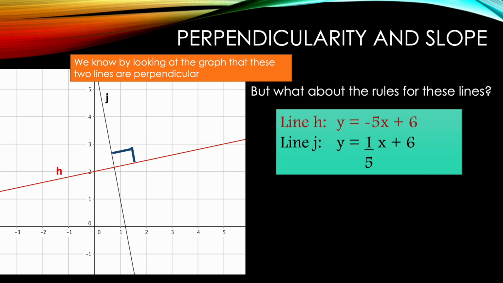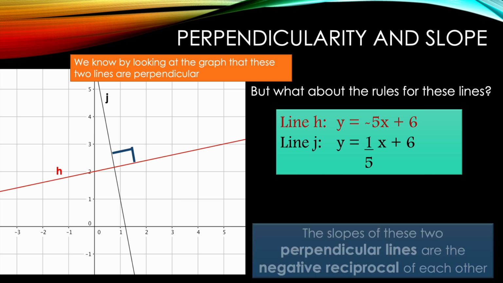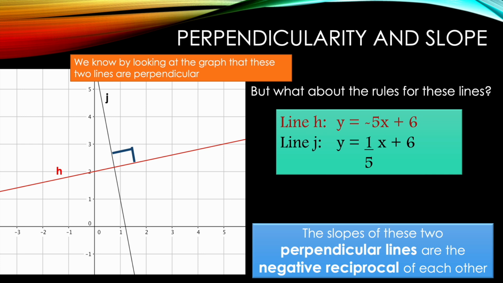For line H, the rule is y equals negative 5x plus 6. For line J, you have y equals 1 over 5x plus 6. If you take a closer look at their slopes, a negative 5 and a positive 1 over 5 are actually negative reciprocals of one another. So the slopes of these two perpendicular lines are negative reciprocals of each other, which is the next rule in terms of slopes and perpendicular or parallel lines.